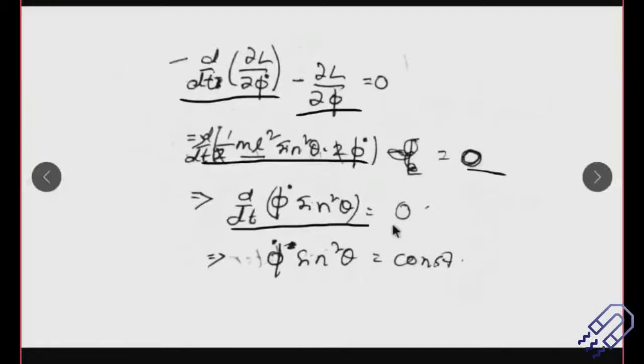So as I told you, d/dt of something is 0. That means that something is a constant. So phi dot sine square theta is a constant. So if phi dot sine square theta is a constant, that means that quantity is conserved.